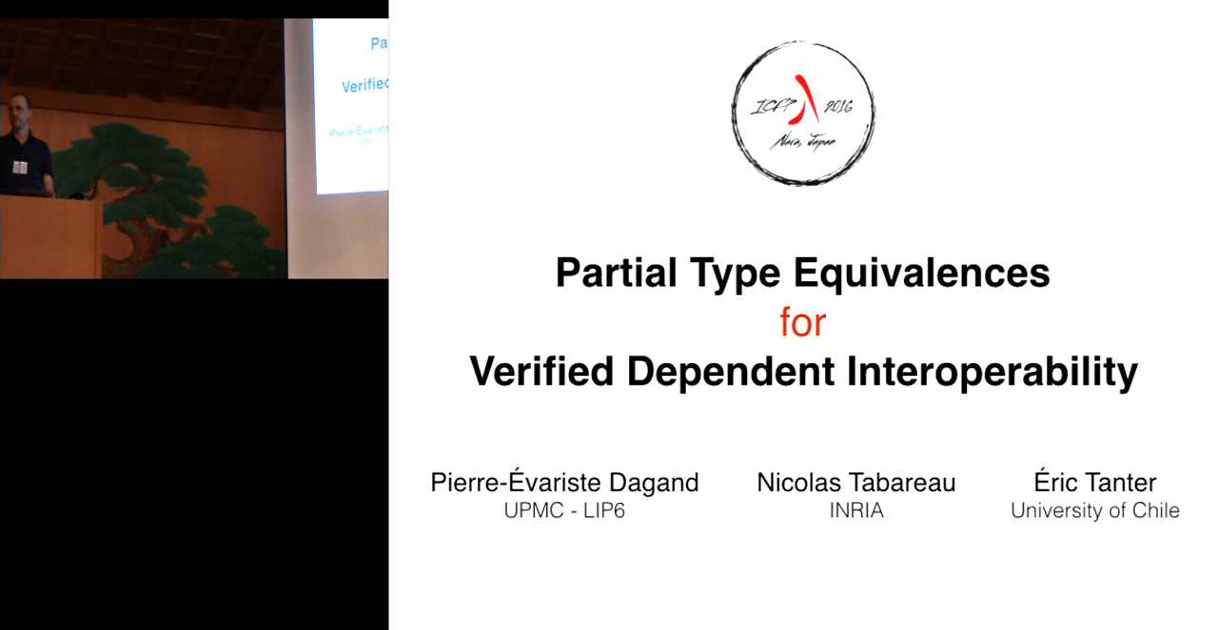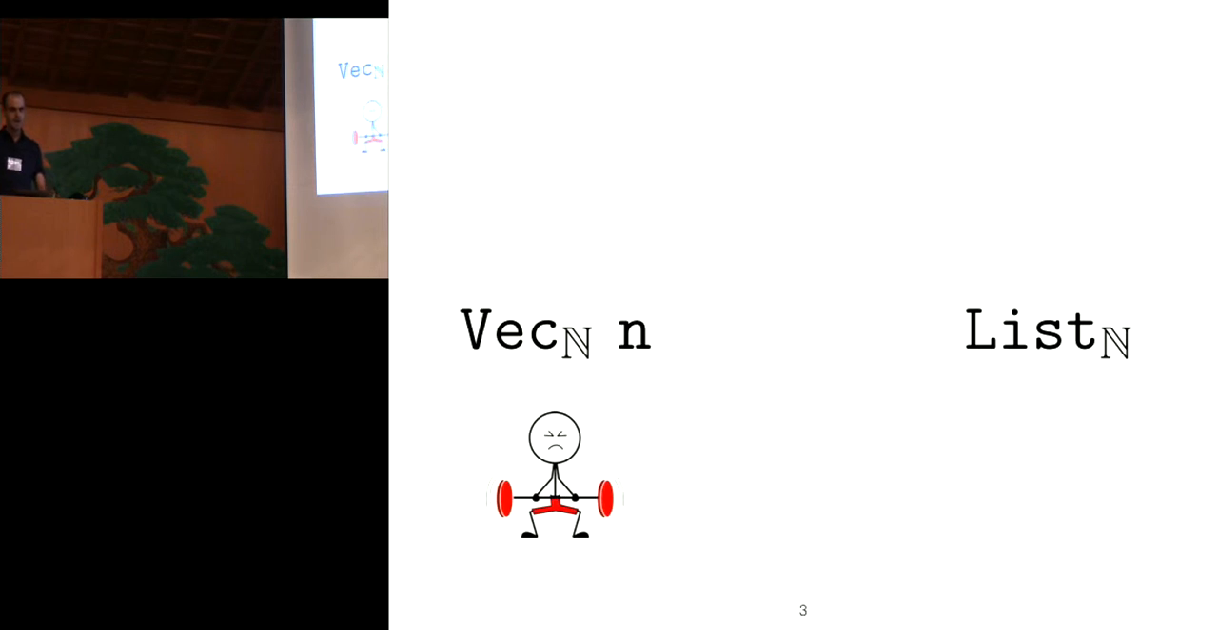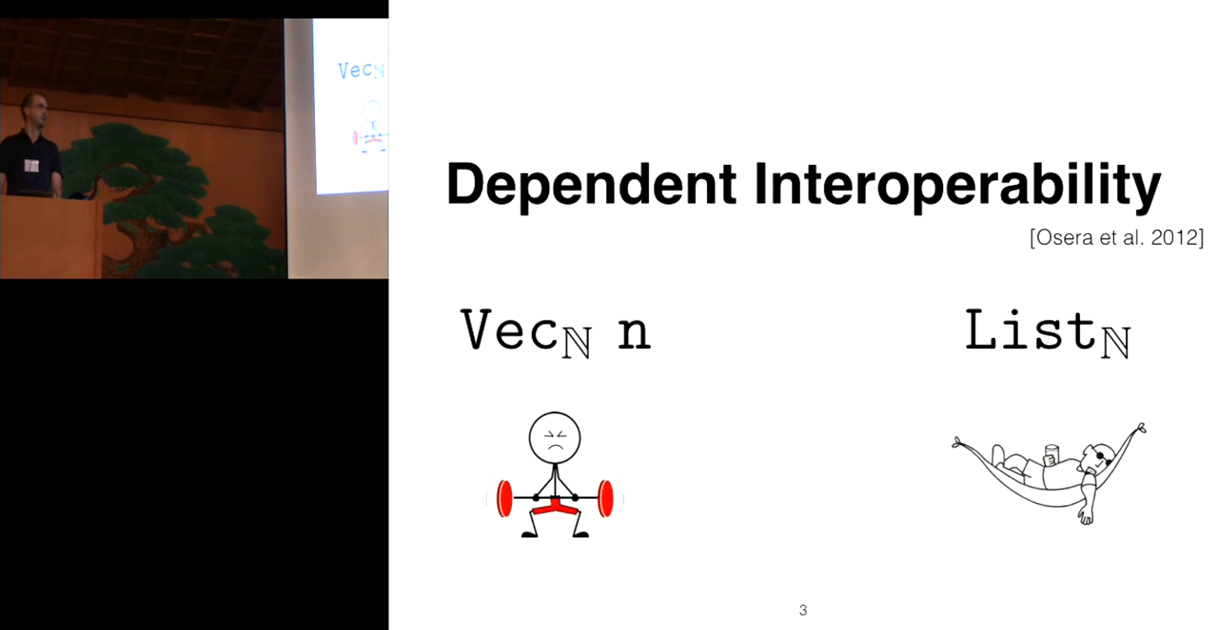So I'm going to talk about partial type equivalences for dependent interoperability. What's that? Well, as you know, dependent types like size-indexed vectors are great. But for some programmers, they might be a bit demanding to work with at times. On the other hand, they give us a number of nice properties for our programs and robustness guarantees, right? On the other hand, working with simple lists is a bit more relaxed, but doesn't give us as many guarantees about the behavior of the programs.